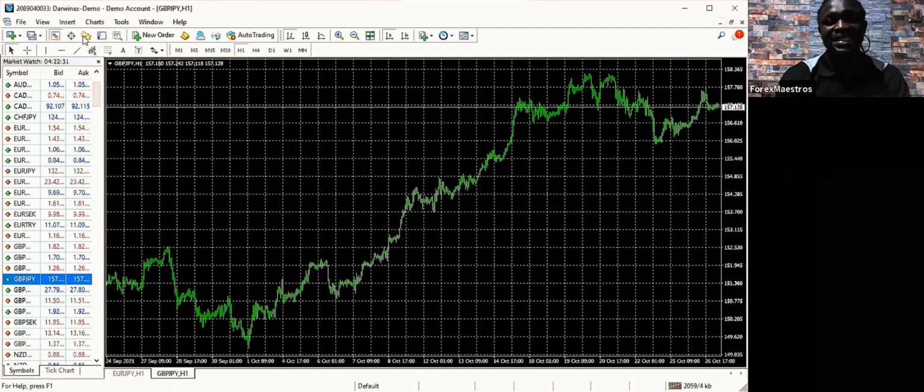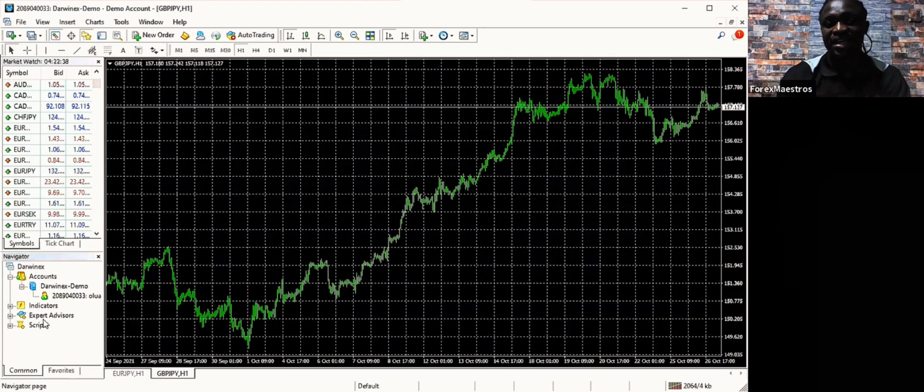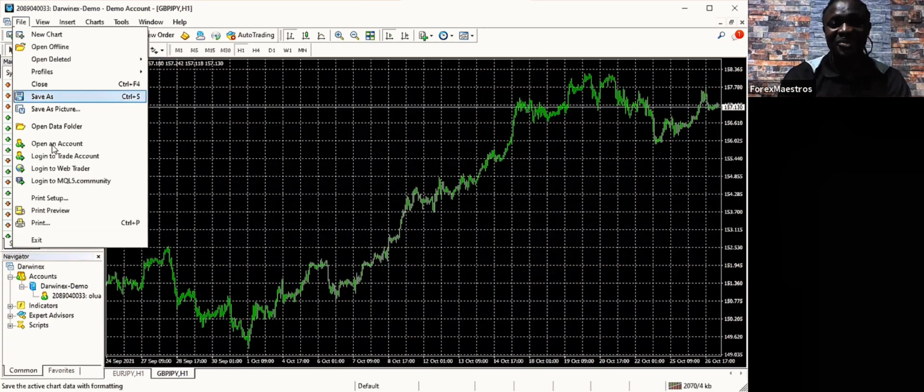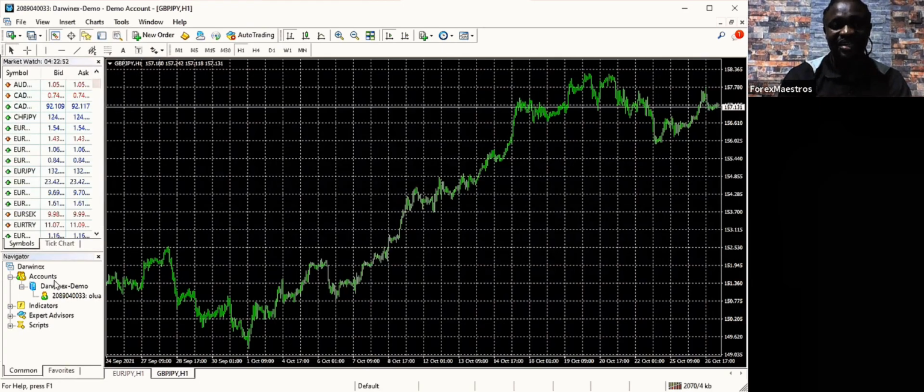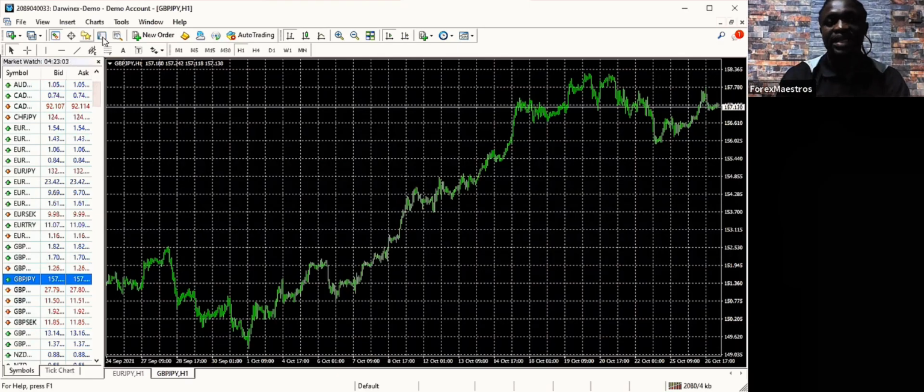And then you have what you call the navigator. You click the navigator, look at what you see here. Remember where we saw these details? We saw it under file, open an account. Yes, we saw it under file. So you have your account, this is my own demo account, my indicators, my expert advisors, and scripts. You don't need to check this, just to tell you. And then we have what we call the terminal.